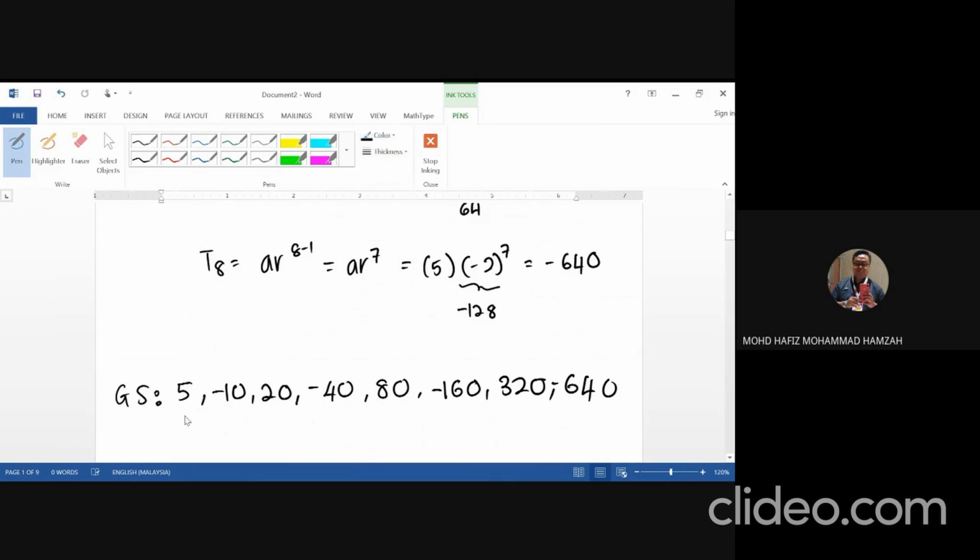So this is your term 1 or A. This is your term 2, term 3, term 4, term 5, term 7, and this is term 8. So this is all the terms needed in question 1A. Okay, for question 1B, try on your own, because it asks for up to 8 terms. So you can try on your own.